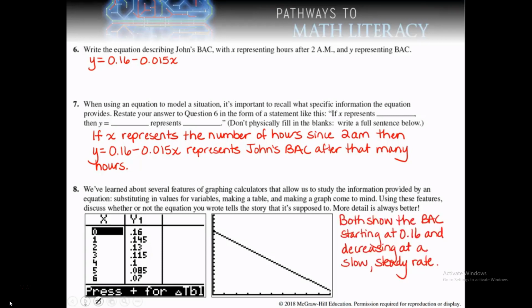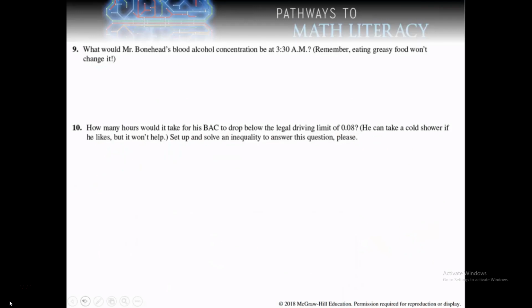So then in 9, what would this guy's BAC be at 3:30 a.m.? Now remember, we're counting from 2 a.m. So 3:30 a.m. would be an hour and a half later, so that would be x equals 1.5. We can go ahead and plug that into our equation, so y equals 0.16 minus 0.015 times x, which in this case is 1.5. And that's going to come out to 0.1375.